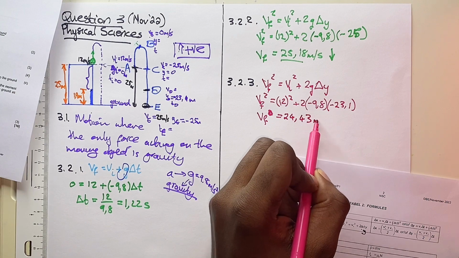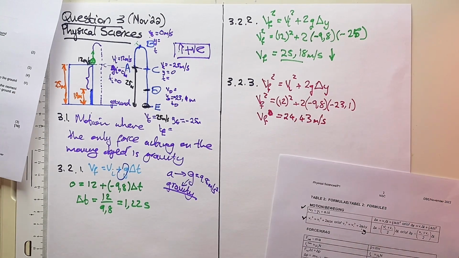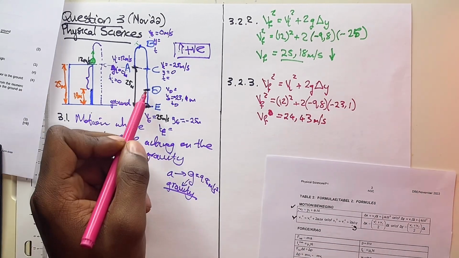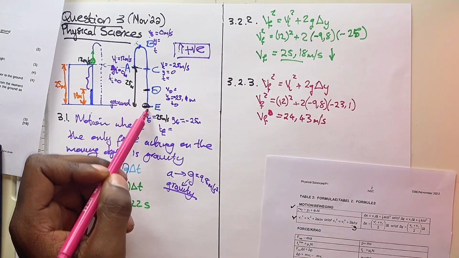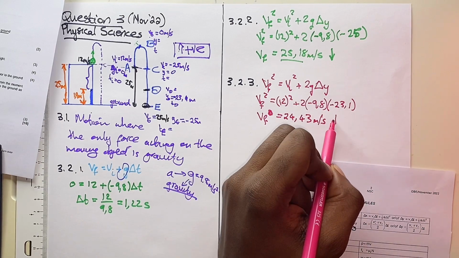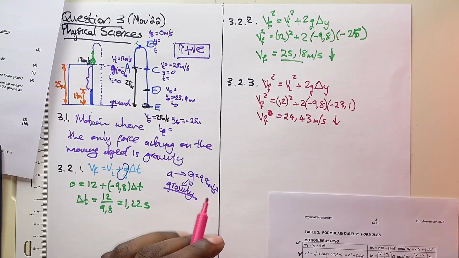And we find out that our velocity at D will be equal to 24.43 meters per second. Now it makes sense that at D it was slower than at E because it's still accelerating downwards. Remember, velocity is going downwards.